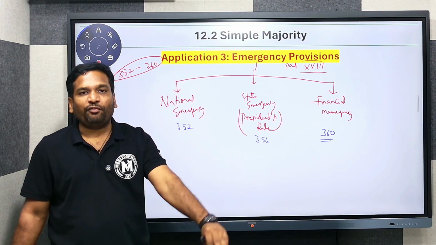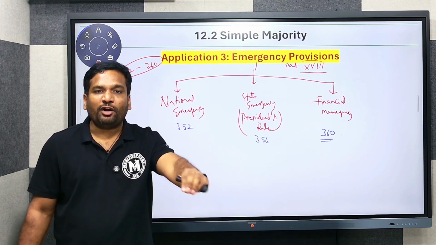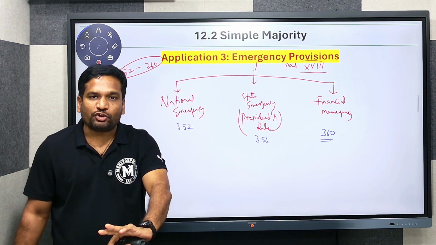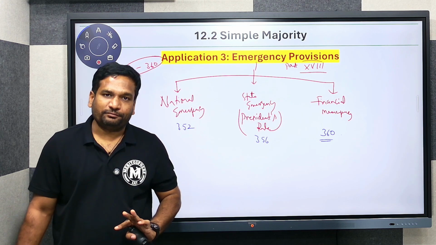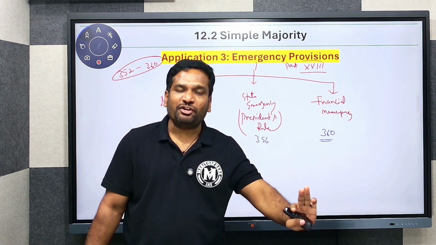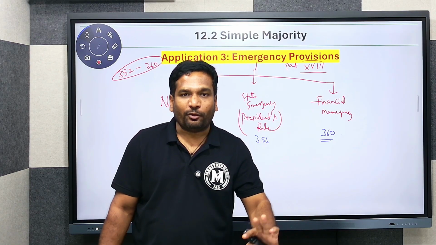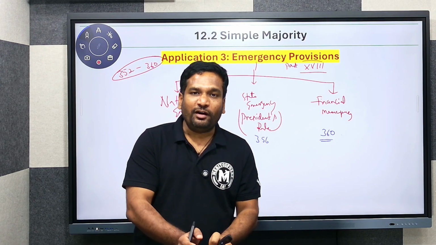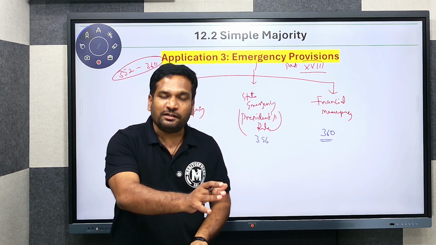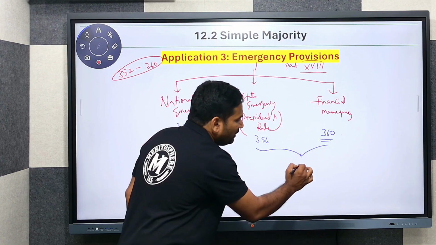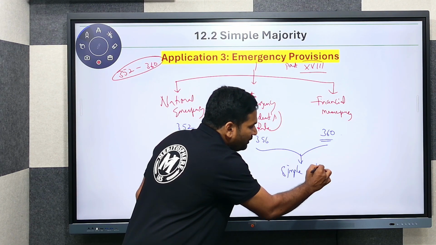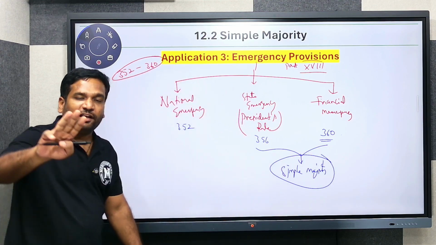After the proclamation, it is brought before the Parliament, and the Parliament has to approve it. If the Parliament does not approve, such a proclamation will not continue. So Parliament has to approve. For such approval, the majority that is required for these two types is simple majority. Got my point?